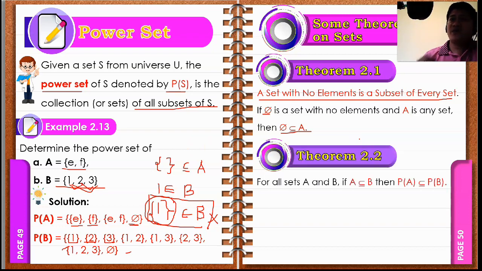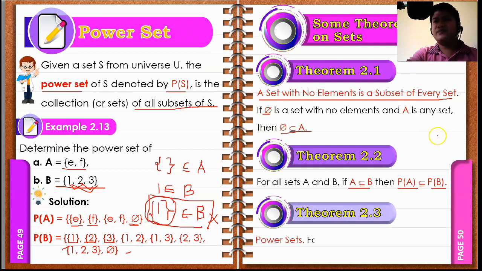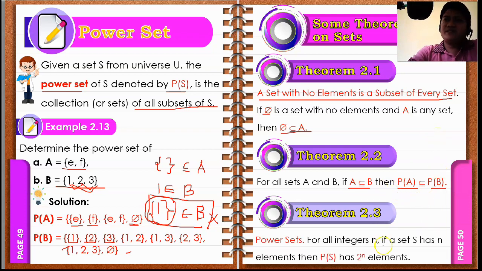Another theorem. For all sets A and B, if A is a subset of B, then the power set of A is also a subset of the power set of B. And finally, this is a very important theorem. This will be the basis if we want to know how many elements there are in the power set of a given set. All you need to do is count the number of elements of the given set, then use this formula: 2 raised to n. For all integers n, if a set S has n elements, then the power set of S has 2 raised to n elements. So in this case, in letter A, n is equal to 2.